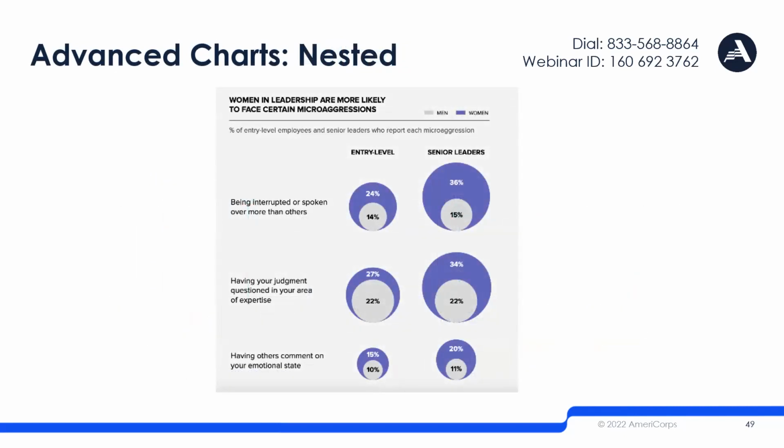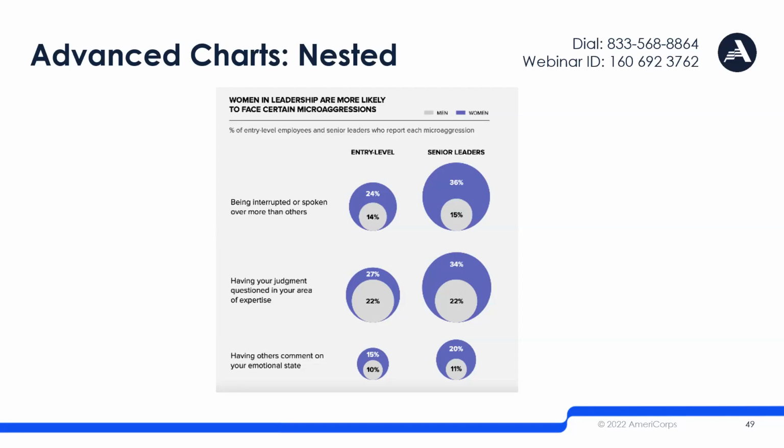Next, we have nested shapes, which can be very versatile when you're doing comparisons. Here we have nested circles showing the data we looked at earlier, with microaggressions by gender and by level. This is actually an example of small multiples, because when you're using the same chart type multiple times, rather than trying to squeeze all this into one clustered bar chart, that's a small multiple. It's a lot easier to digest.